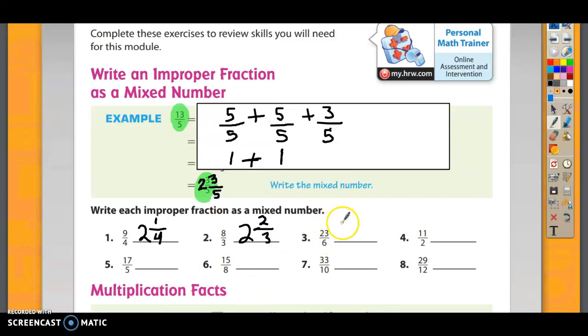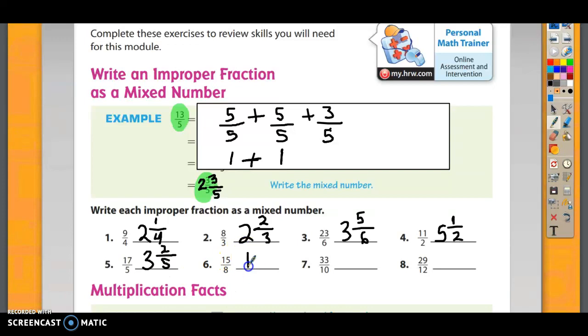23 divided by 6 is 3, because 3 times 6 is 18, plus 5 more makes 23, which makes my numerator 5. My denominator remains 6. 11 divided by 2 is 5. 2 goes into 11 5 times with 1 left. The denominator stays 2. So these go pretty fast. If you want to think about it the way they did it at the top, that's fine too. Number 5, 17 divided by 5 is 3, with 2 remaining. 3 times 5 is 15, plus 2 is 17 over 5.